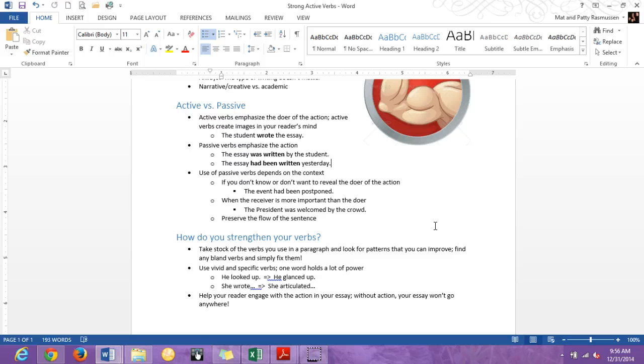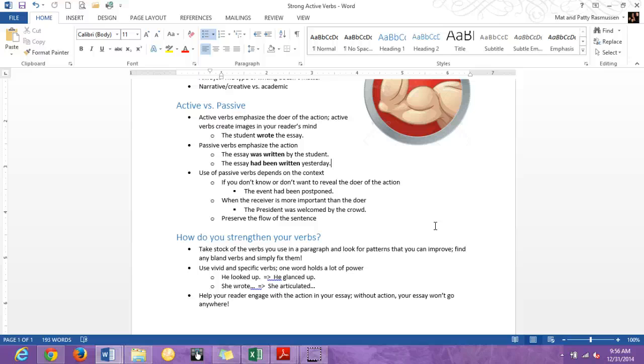First, I would suggest for everybody to take stock of the types of verbs that you use in any given paragraph. Just start one paragraph at a time and underline your words or your verbs. Highlight them in some way and look and say, are these bland? Are these boring? They're not really based on context. You can just look exactly at the verbs and think, how can I make this more engaging? How can I make it more creative? How can I be more clear and specific? So look for patterns in a given paragraph that you can improve and then simply fix them.